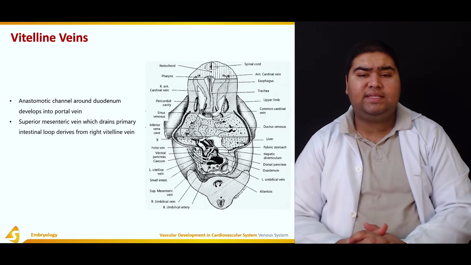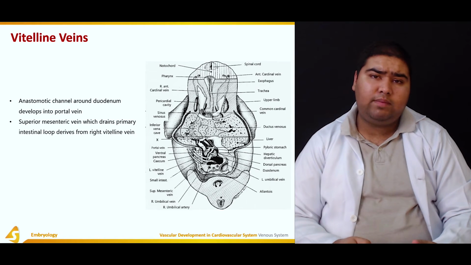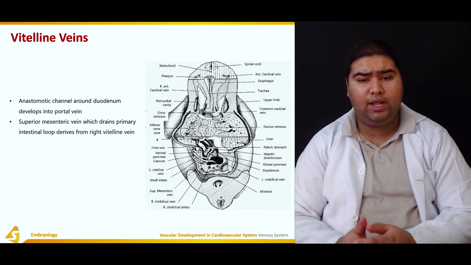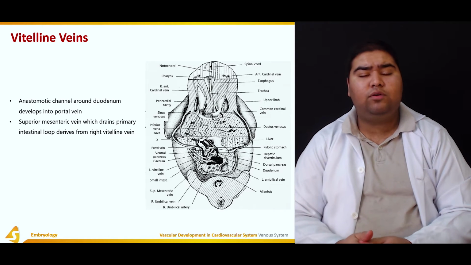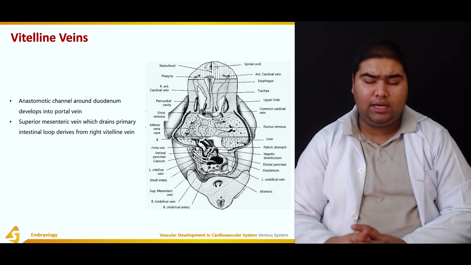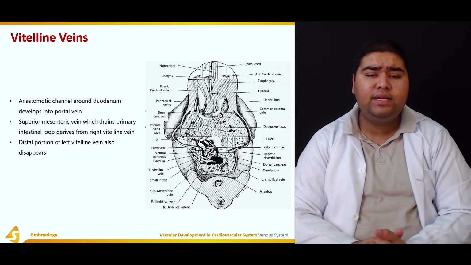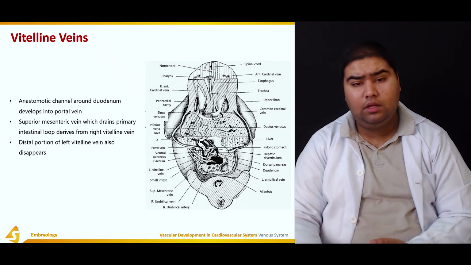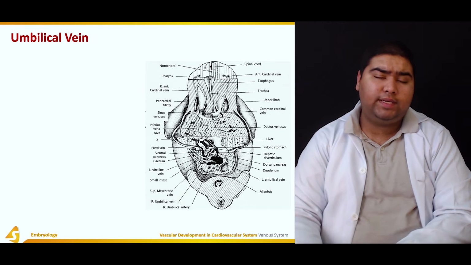Now the superior mesenteric vein, which drains the primary intestinal loops. So the superior mesenteric vein corresponds to the superior mesenteric artery, and it drains the foregut. It is derived from the right vitelline vein. The distal portion of the left vitelline vein also disappears. So this was all about the vitelline veins.